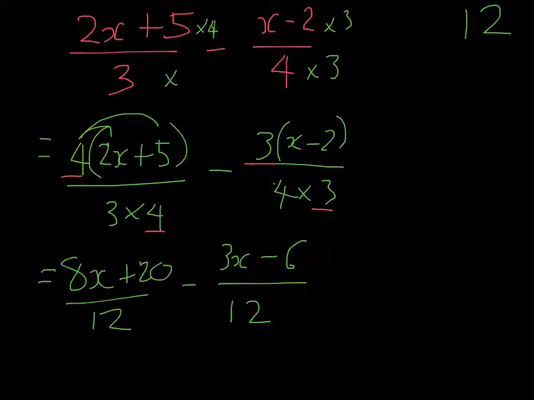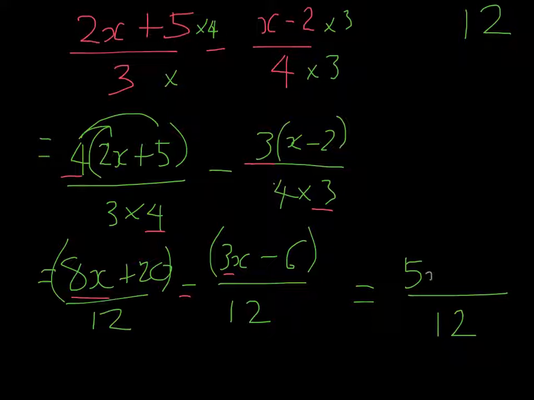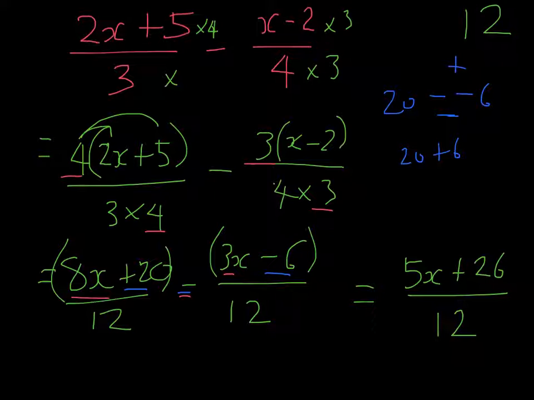Yet again, this is where we need to be really, really careful with this subtraction. You can see it's all over 12, so I can keep the denominator the exact same. But first term, let's go and subtract the top line. So 8x take away 3x is going to be equal to 5x. This one, 20 take away negative 6. Negative and a negative is equal to a positive. So it's 20 plus 6, which will give us 5x plus 26 on 12.